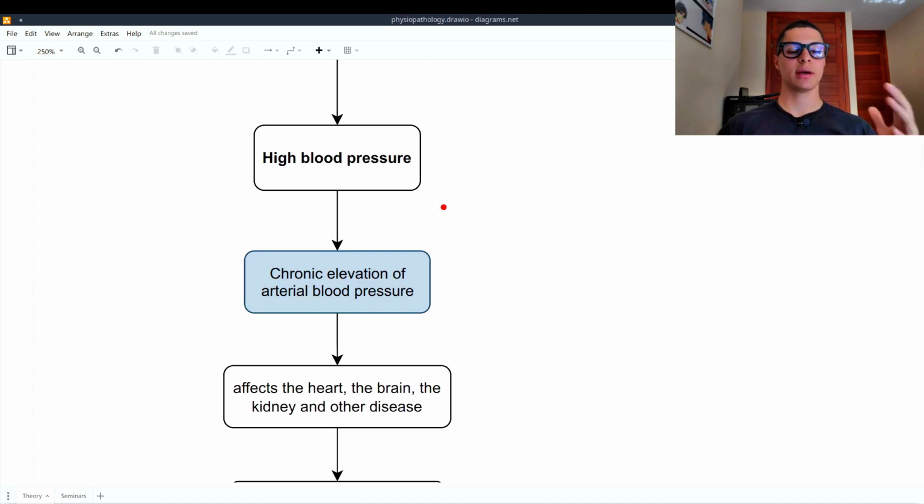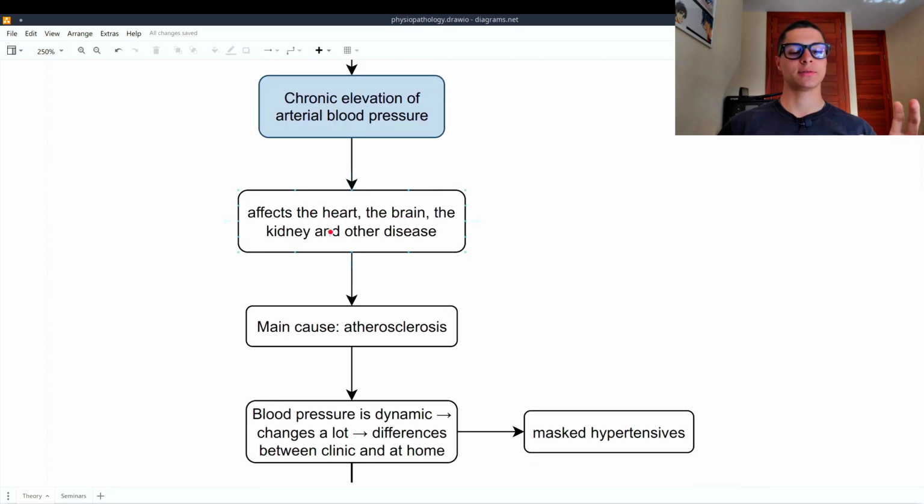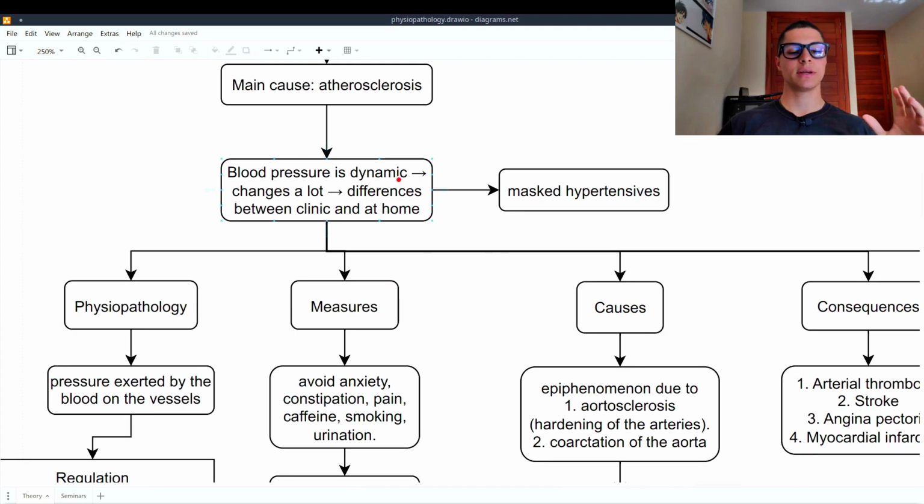Now it's time to take a look at high blood pressure. Chronic elevation of arterial blood pressure. This is what it is. It affects the heart, the brain, the kidney, and other diseases, because indeed the blood goes to the whole body. The main cause is atherosclerosis. Blood pressure is dynamic and changes a lot. The differences between the clinic and at home are very high.